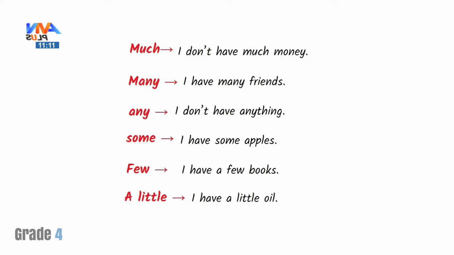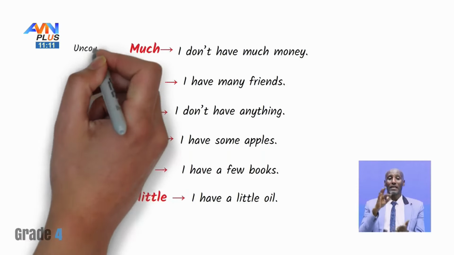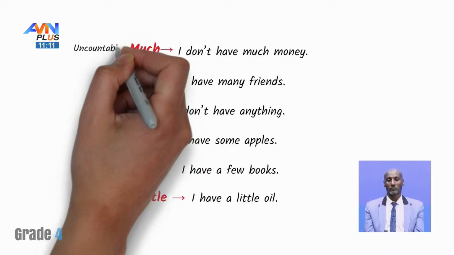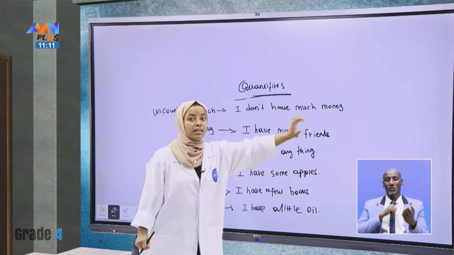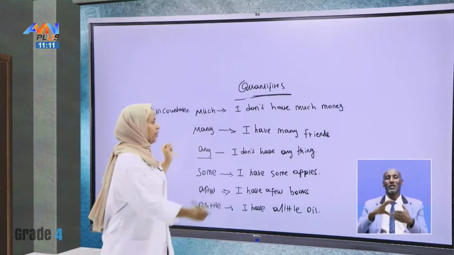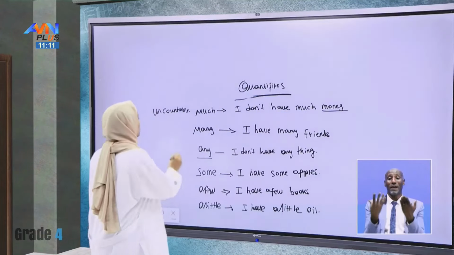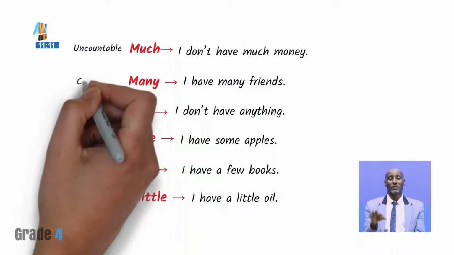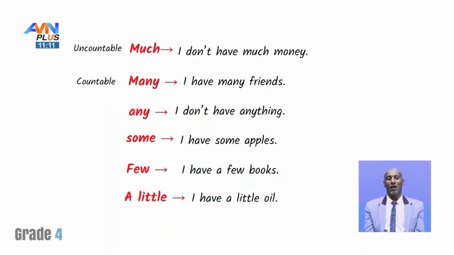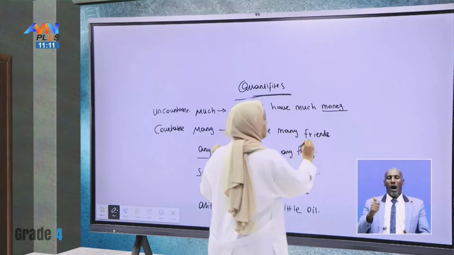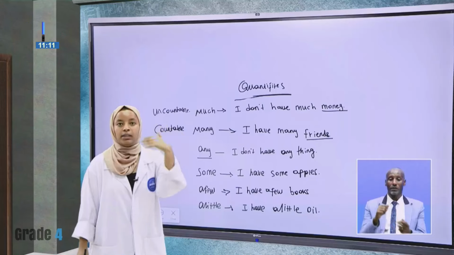When we come to much, this is uncountable. So when we come to an uncountable noun, easily much: I don't have much money. Money is an uncountable noun. So when we come to many, what can we use it with? Countable. So here is: I have many friends. Friends can be counted, and it's called a countable noun.